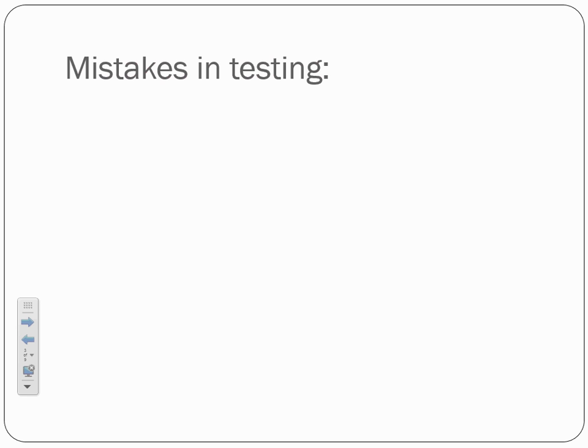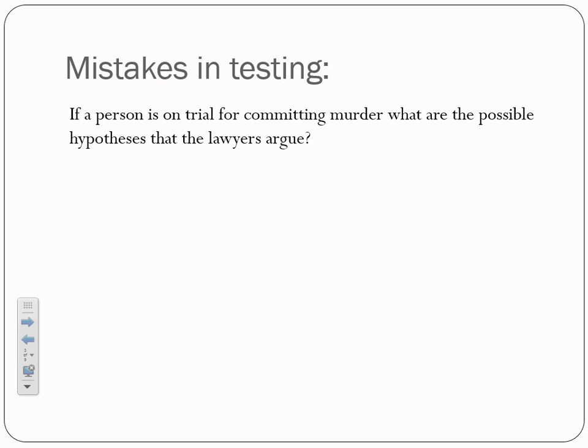So let's say a person's on trial for committing murder. What are the possible hypotheses our lawyers could argue? Well, the null hypothesis in the American court system is that you are innocent until proven guilty. So the null hypothesis would be innocent. And in this trial scenario, the alternative would be that you are guilty.